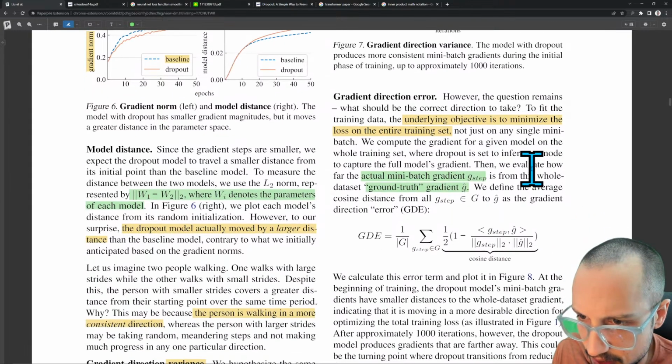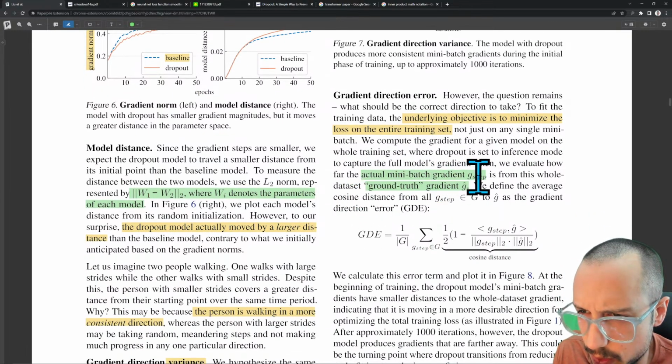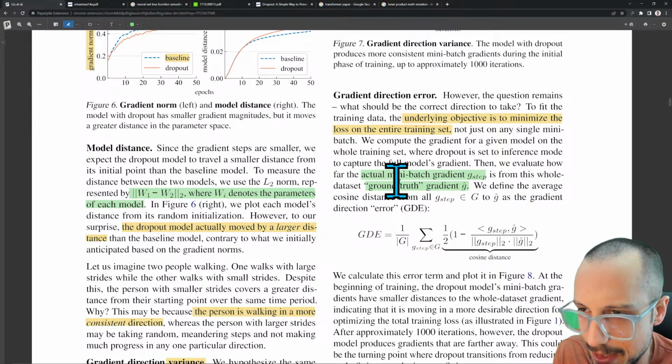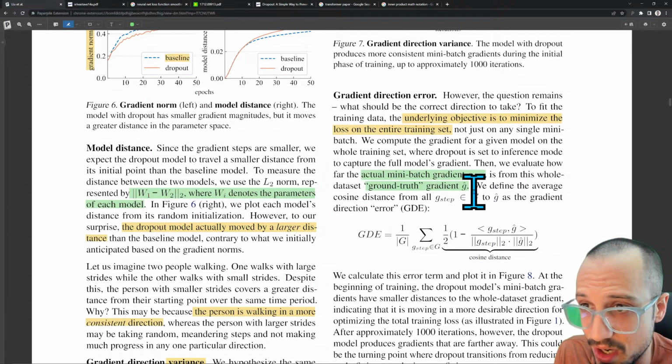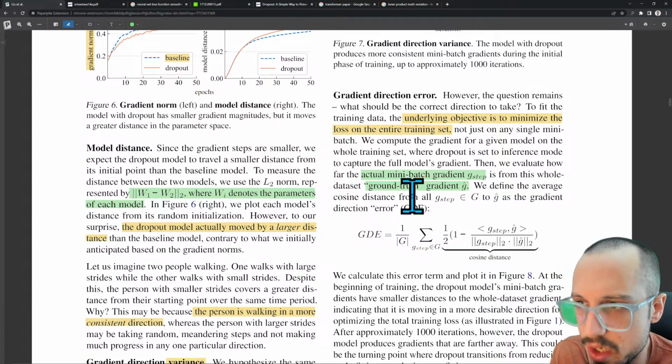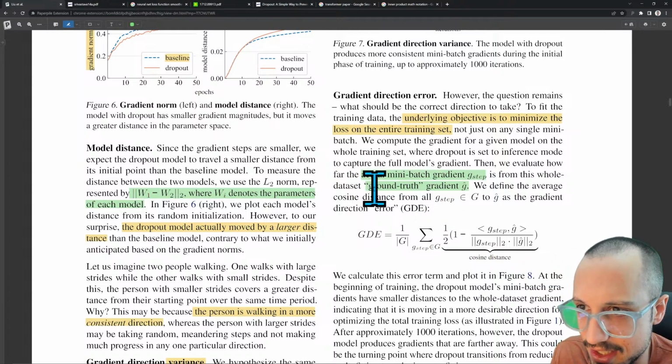Okay, so you cannot calculate the ground truth gradient for anything realistic, right? You're only going to be able to do this for very small neural networks and very small data sets. So it's not like you're going to be able to find the ground truth gradient for your problem. So here they're just using it as kind of a theoretical talking point, but there actually wouldn't be a way for you to calculate this entire whole data set ground truth gradient.